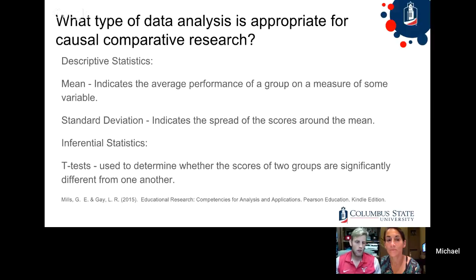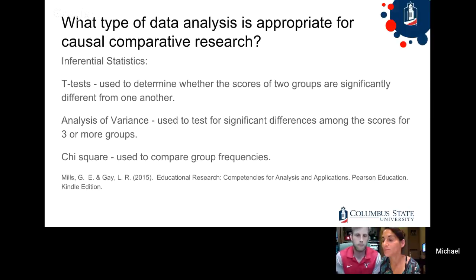Another type of statistics is inferential statistics. A t-test is used to determine whether the scores of two groups are significantly different from one another. An analysis of variance is used to test for significant differences among the scores for three or more groups, and a chi-square is used to compare group frequencies. Group frequencies refer to whether an event occurs more frequently in one group than another.